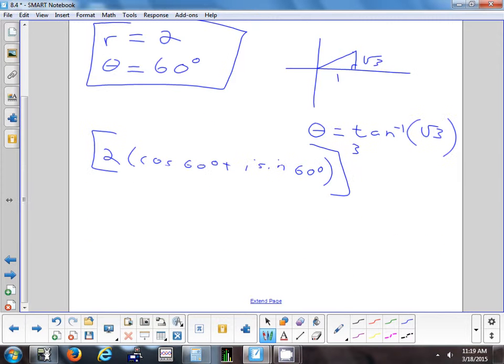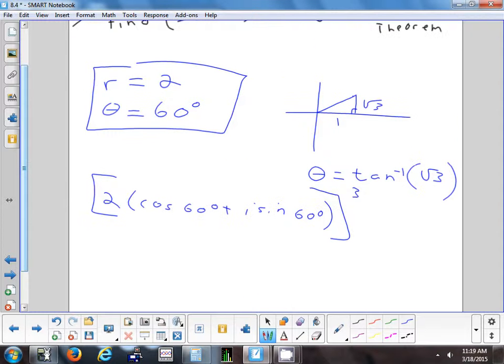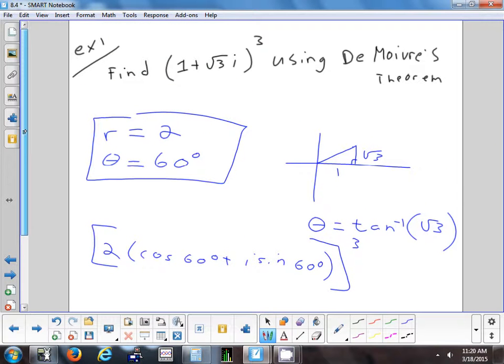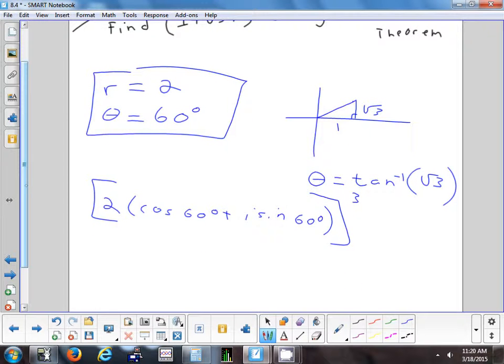So let's start with my radius. James, what's my radius going to be? How do you get your radius using DeMoivre's theorem? So 2 to the 3rd power is how much? 8. Yep. So 8 cosine, I need my angle.